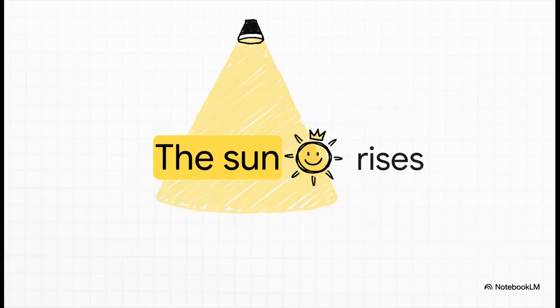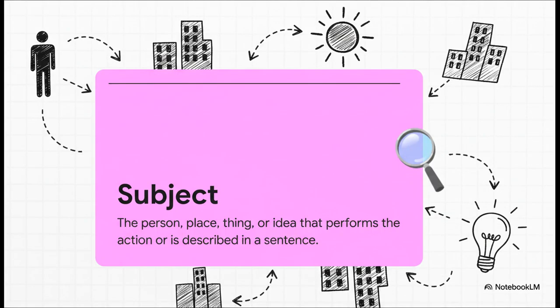You got it. It's about the sun. That makes the sun our subject. It's the who or what that the entire idea is built around. Simple as that. And check this out. A subject isn't just a person. It can be a place like the city, or a thing like our example, the sun, or even a big idea like freedom. If it's the thing doing or being something in the sentence, well, that's your subject.